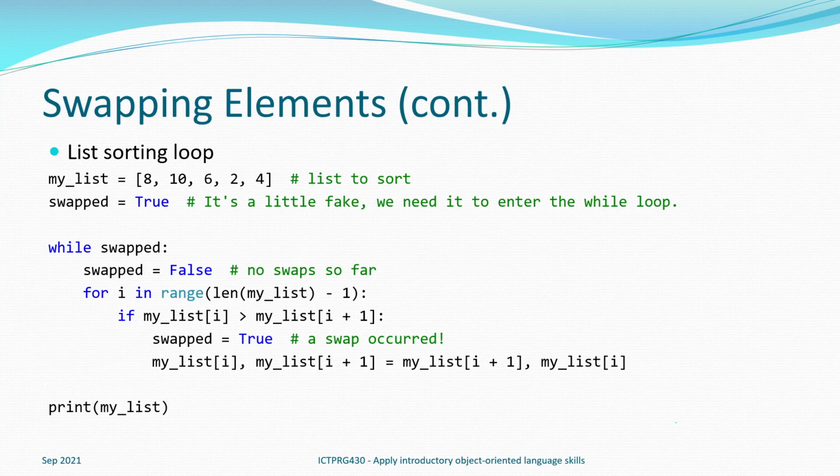So we have a list and we want to swap them. So while swapped is true, and we said it was, we're going to set swapped equals false. So for I in the range, and we're going to sort it out and then start swapping.